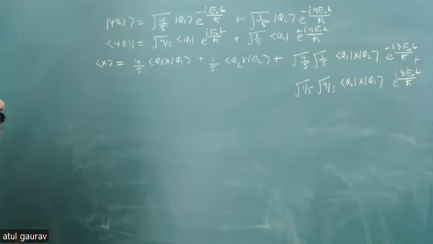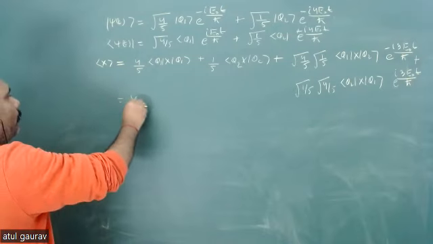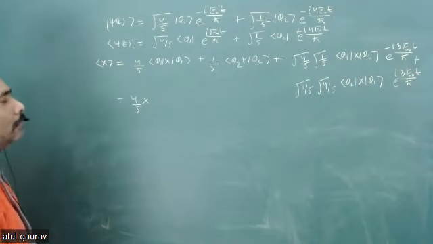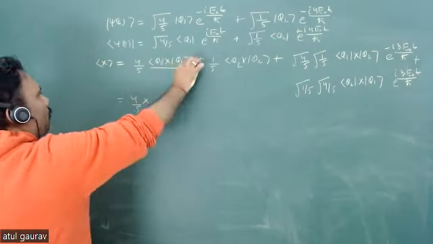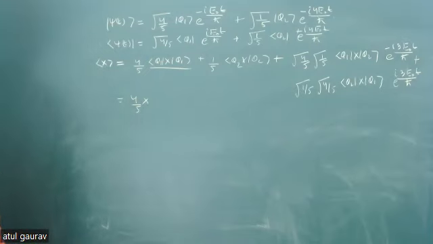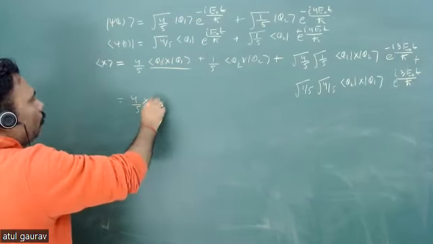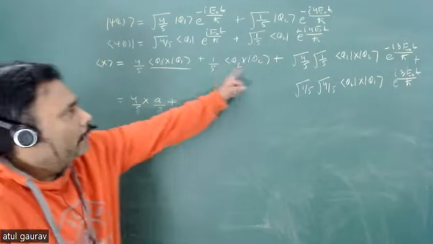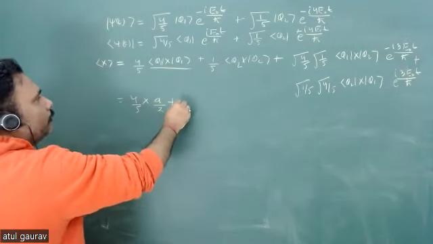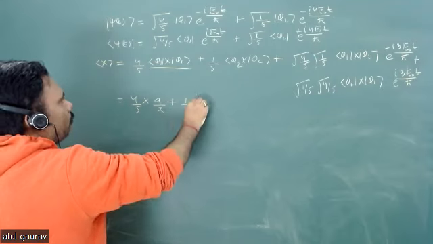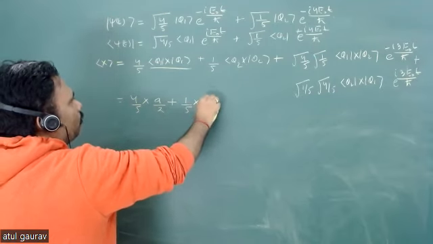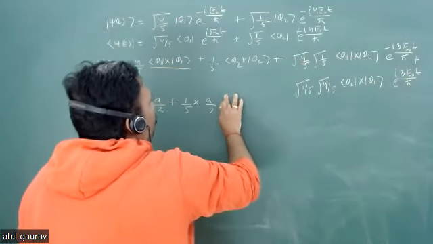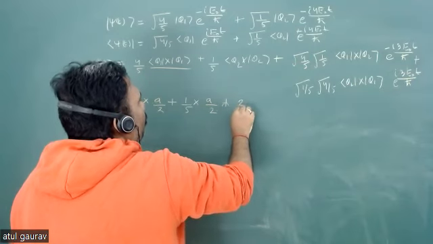सो 4 upon 5 into what is this value? बताओ, अभी तो कैलकुलेट किए थे. What is this value? क्या होगा ये? a by 2. Very good. Why? Because this is expectation value of x in a ground state. What is this value? बताओ. a by 2. Very good. This value is plus 2 upon 5.